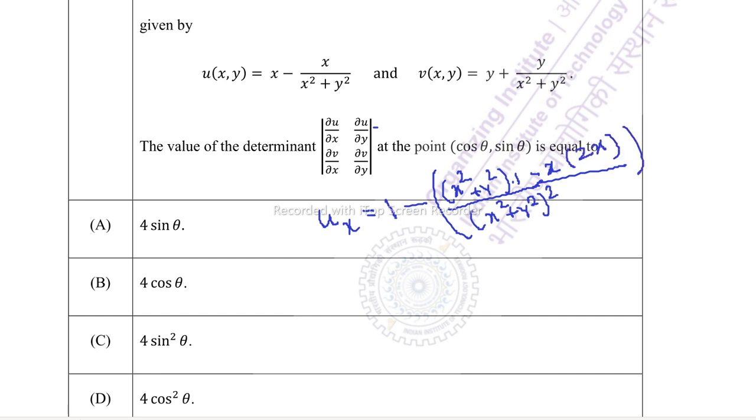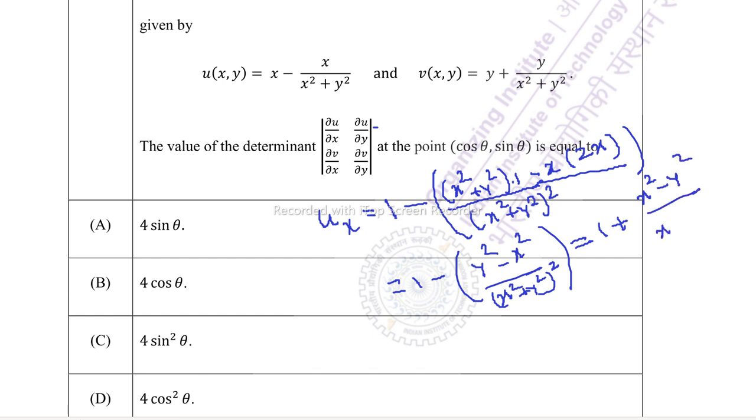Okay, so what you'll get: 1 minus... Actually this is x square, this is minus 2x square, therefore we get (y square minus x square) by (x square plus y square) whole square. So if you want, you can take minus outside, we get 1 plus (x square minus y square) by (x square plus y square) whole square.